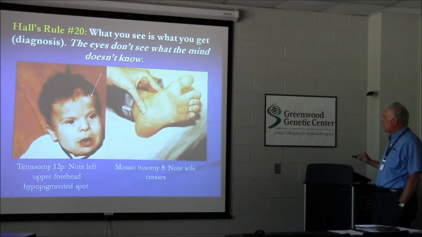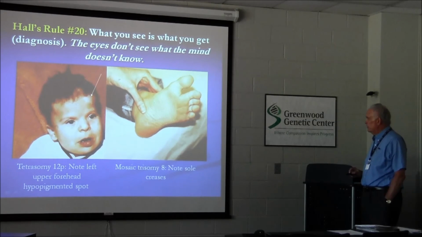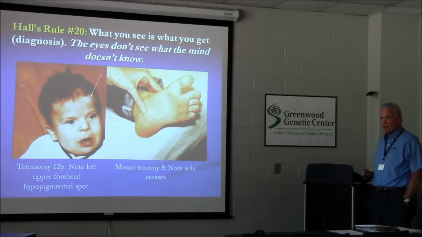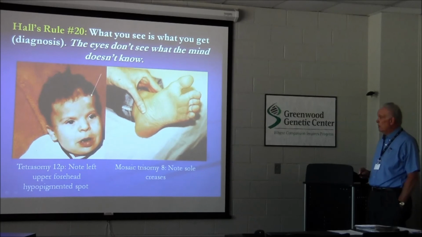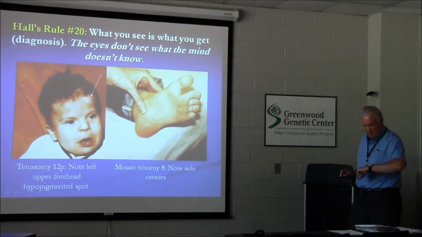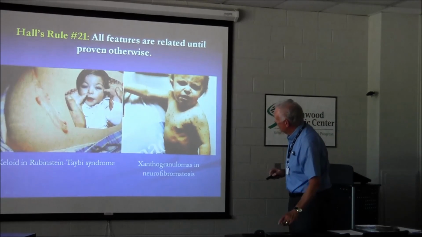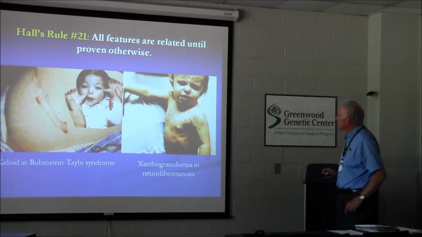Mosaic trisomy 18, these vertical creases between the 4th and 5th and the 4th and 3rd toes is pretty typical and is a good feature. And I've made the diagnosis, suspected the diagnosis on that basis alone in at least 2 different instances. I'm going to stop in a minute. We'll pick this back up at a time in the future.